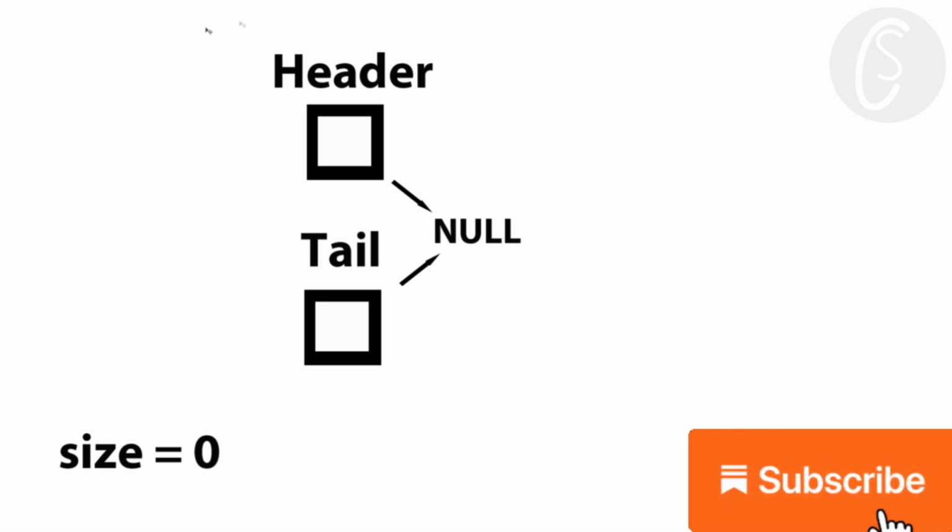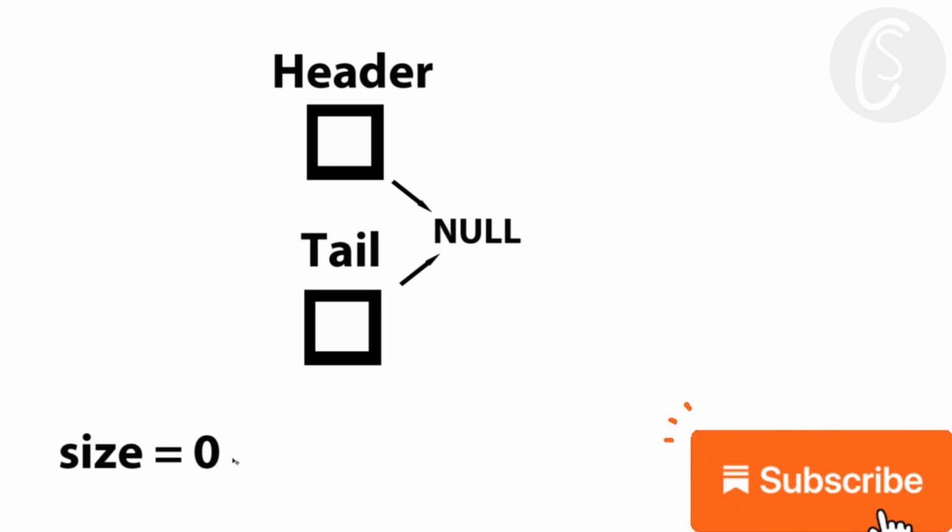So within here, we have a case 1 situation. Header and tail are both equal to null, and we have a size that's equal to 0. So the first step to prepending is to test to see whether or not our doubly linked list is empty. So if header is equal to null, we know that it's an empty list. If size is equal to 0, we know that it is an empty list.